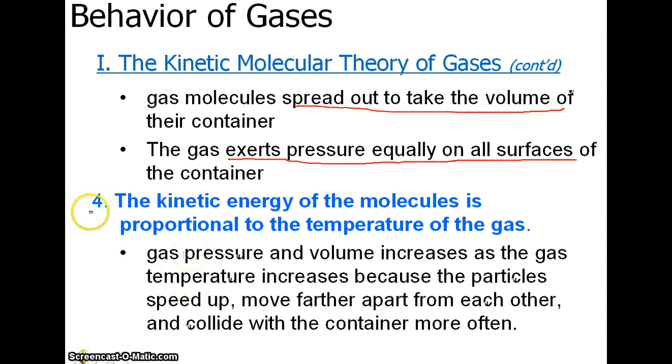Finally, principle number 4 of the KMT, and this one is probably the most applicable to all molecules, meaning it will also apply to molecules in a solid or in a liquid, is that the kinetic energy of the molecules is proportional to the temperature of that substance. And in this case, we're talking about gases.